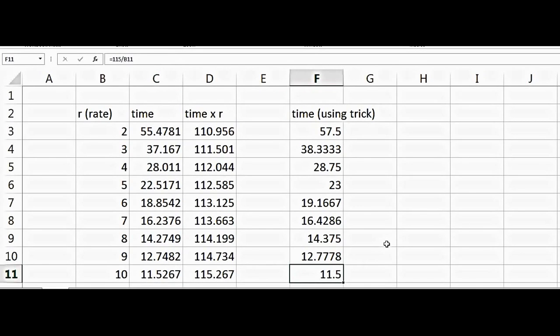If you use this trick, we don't get the exact number, but we get an approximation for the time it should take, and that could be very handy when you are thinking about different investments, and you want to get a quick sense, or quick numbers in your mind.